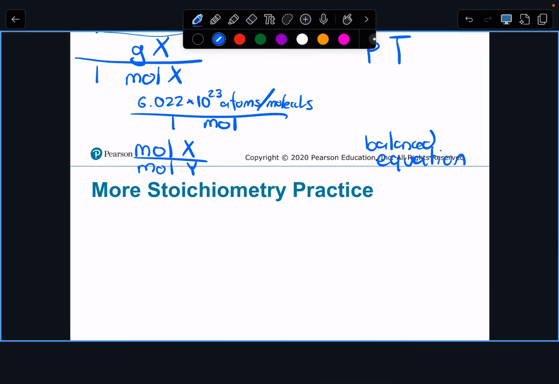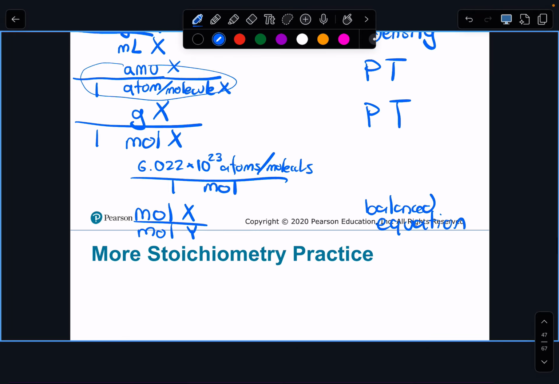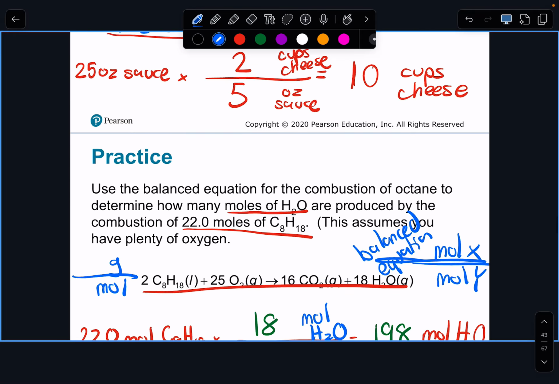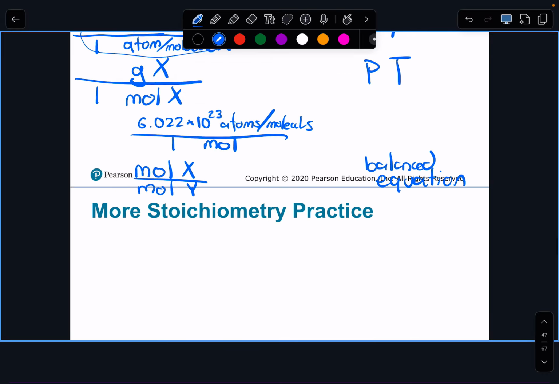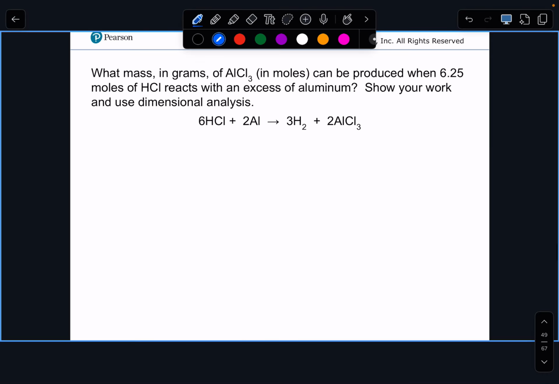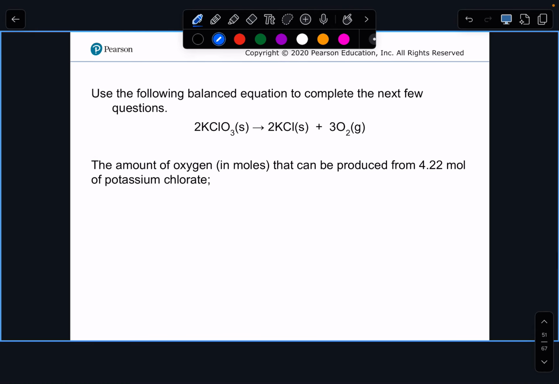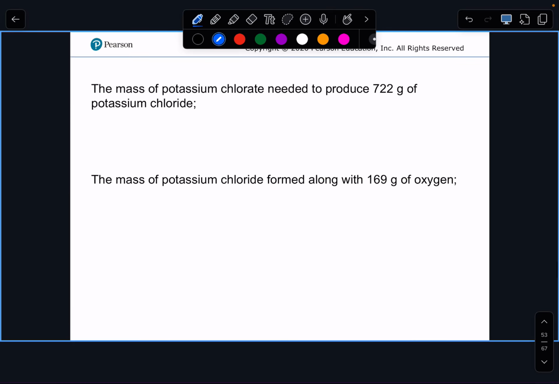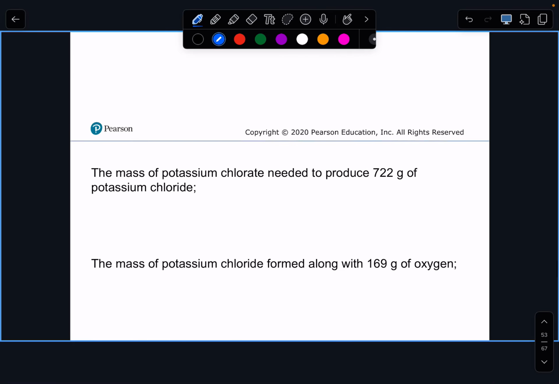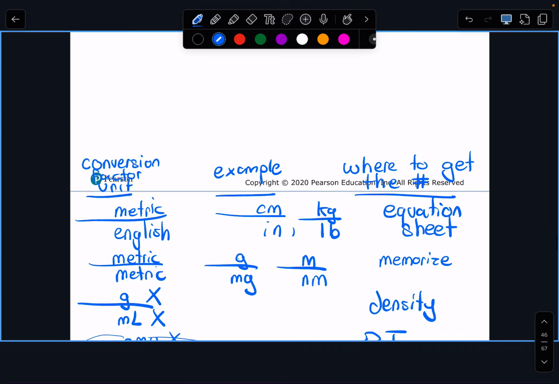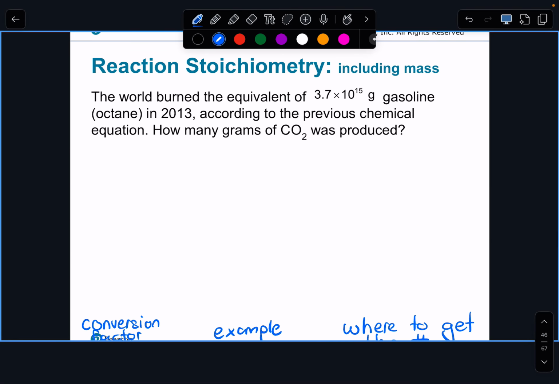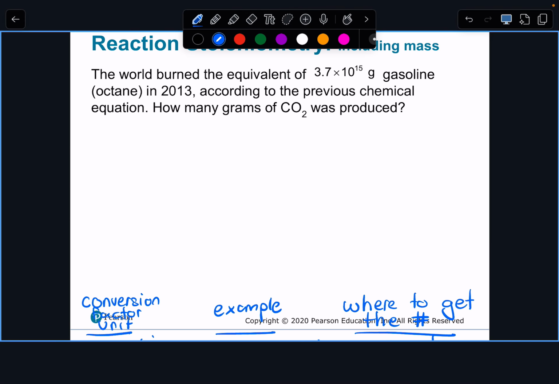Okay, so let's look at a couple examples. Wait. Is that the one I want? Yes, I guess it is. That is not the one I started with. Which one did I start with in my other class? Is there one? Oh, yes, thank you. Okay. The world burned, okay, obviously I need to update these example problems.